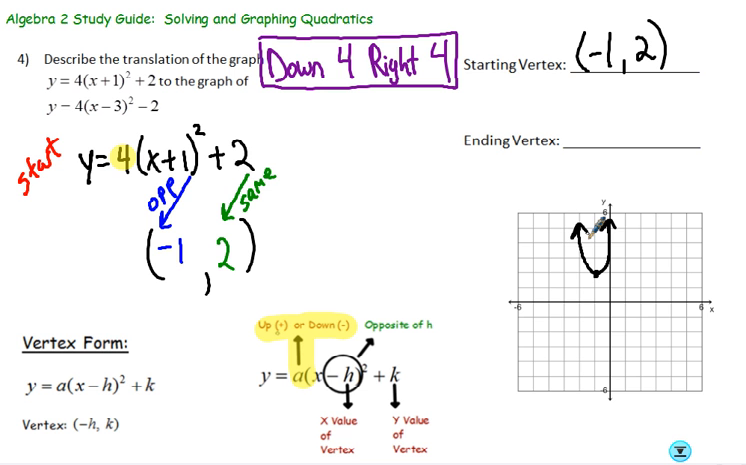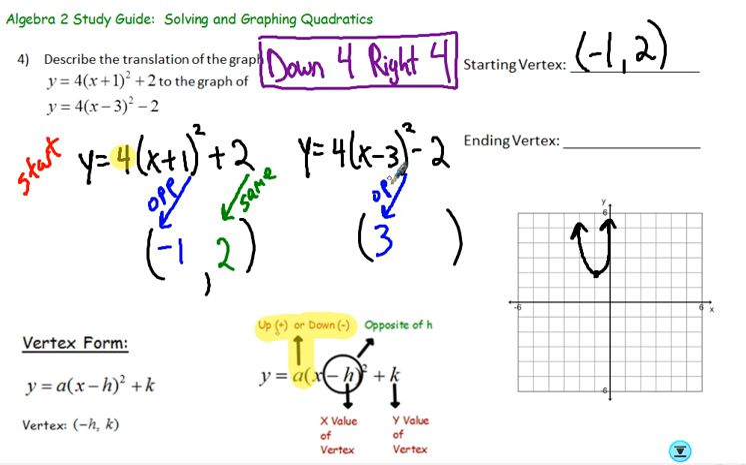Now, let's look at the second one. So we've got y equals 4 times x minus 3 squared minus 2. So same deal. The x value, take the opposite. So negative 3, we take the opposite, would be a positive 3. Right, that's the opposite. And then the y value stays the same. So negative 2 just stays negative 2. Stays the same. And so there's my vertex.